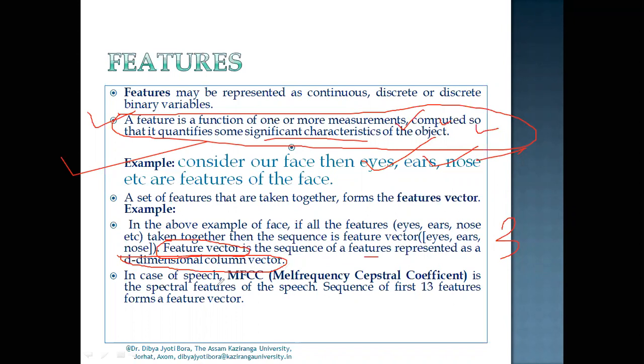Then we talked about MFCC, mel frequency cepstral coefficients, which is for speech recognition. I'm not considering this part because I don't do research in speech recognition, but if you have interest in this, then you can go for it. Overall, all these things belong to the pattern recognition process. Up to this, I think all the points are clear to you. Do you want to ask something here?